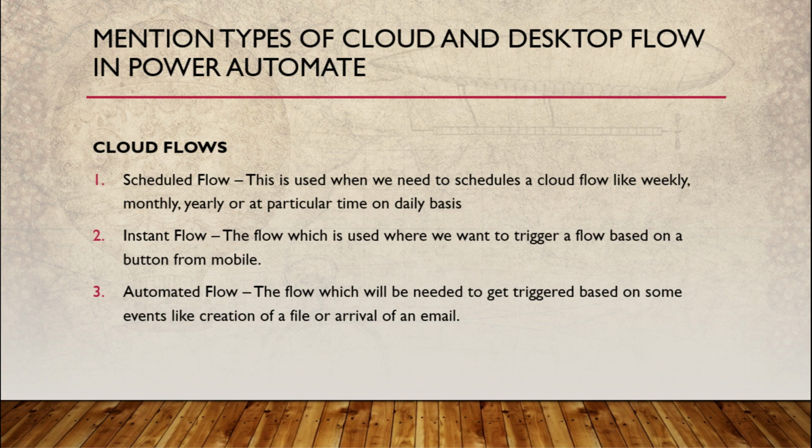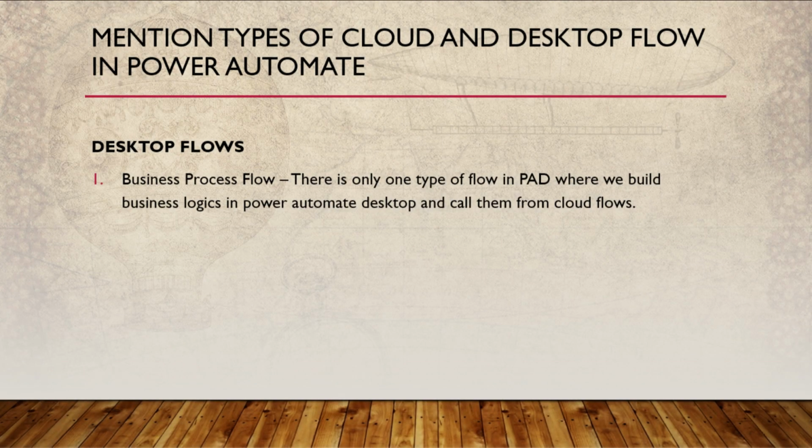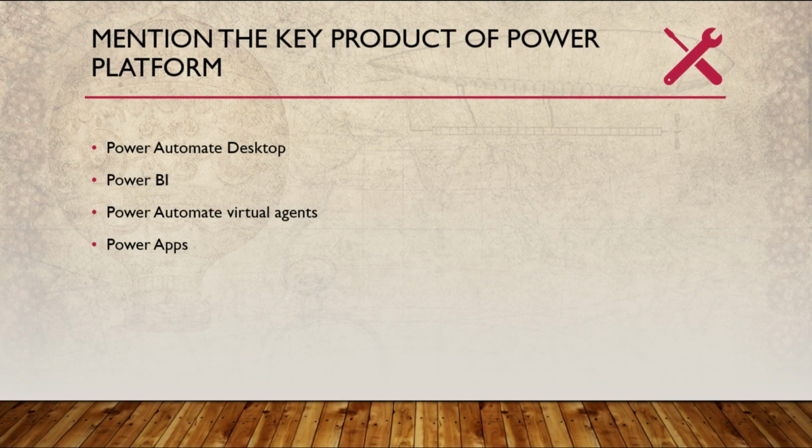Mention types of cloud and desktop flow in Power Automate. Scheduled flow. This is used when we need to schedule a cloud flow weekly, monthly, yearly, or at a particular time on a daily basis. Instant flow. The flow which is used where we want to trigger a flow based on a button from mobile or we need to manually trigger a flow. Automated flow. The flow which needs to get triggered based on some events like creation of a file or arrival of an email. Desktop flows. Business process flow. There is only one type of flow in PAD where we build business logic in Power Automate Desktop and call them from Cloud Flows.